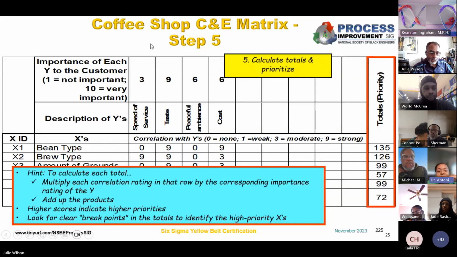And right, Nicholas has a question. Yes, I was asking for the C and E matrix. Is this the only template it comes in, or are there different, I guess I would say, formats to it?